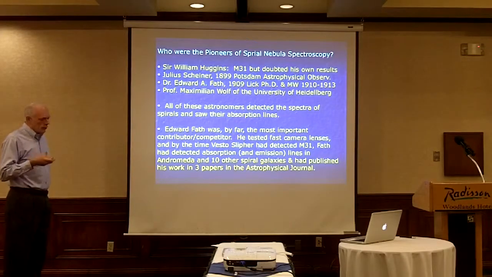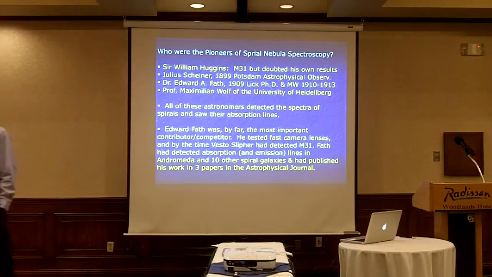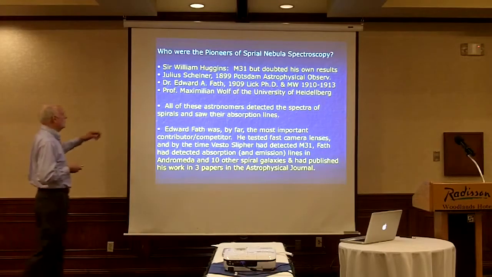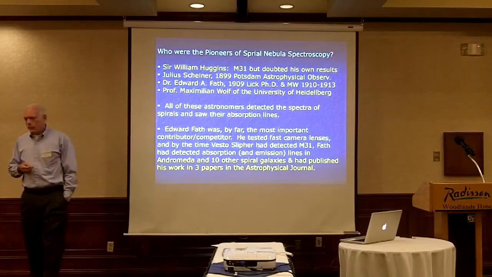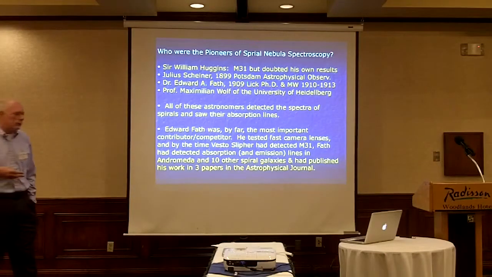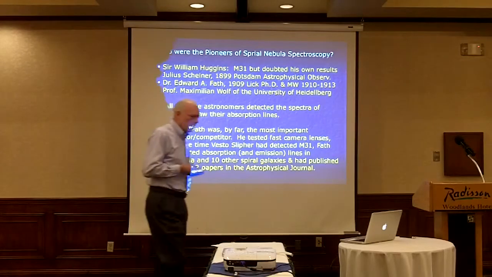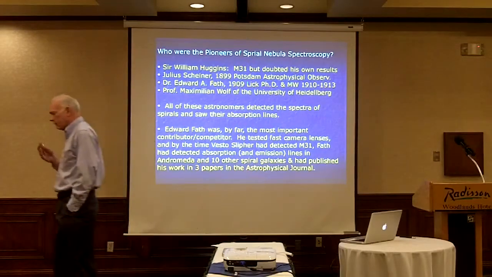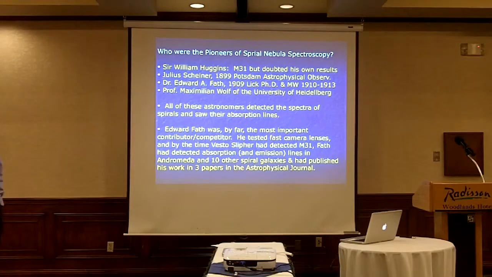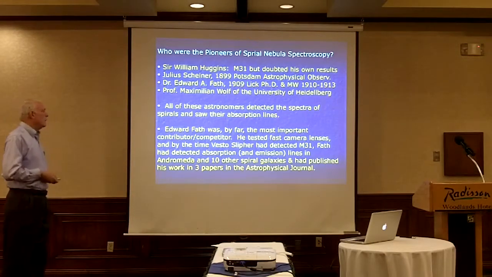The first sort of credible detection of the Andromeda galaxy absorption line spectra is usually ascribed to Julius Scheiner in 1899, but there was a second opinion about that spectrum given by Vogel, who was at the same observatory. He was a stellar spectroscopist who saw the plate of Scheiner and said, well, the signal to noise isn't high enough for me personally to say that the Andromeda Nebula really was an absorption line system.